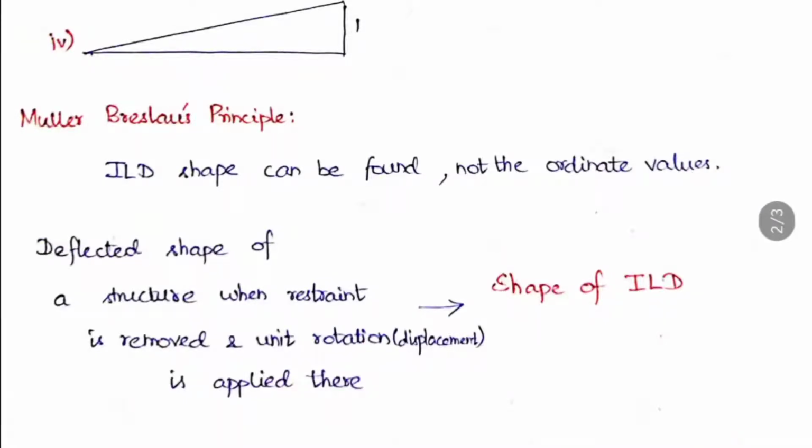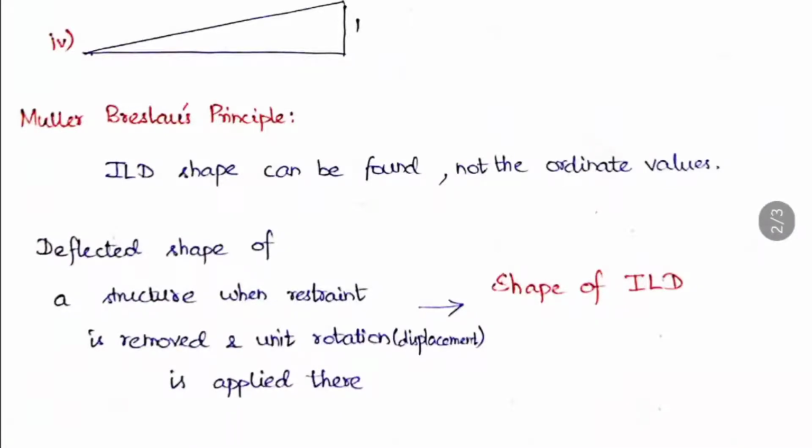The main definition for Muller-Breslau's principle is: the deflected shape of a structure when restraint is removed and unit rotation or unit displacement is applied there. If you have a fixed support A and a free end B, and at A you want to find the reaction, it is a vertical reaction. But in a fixed support we have three reactions: vertical, horizontal and moment.